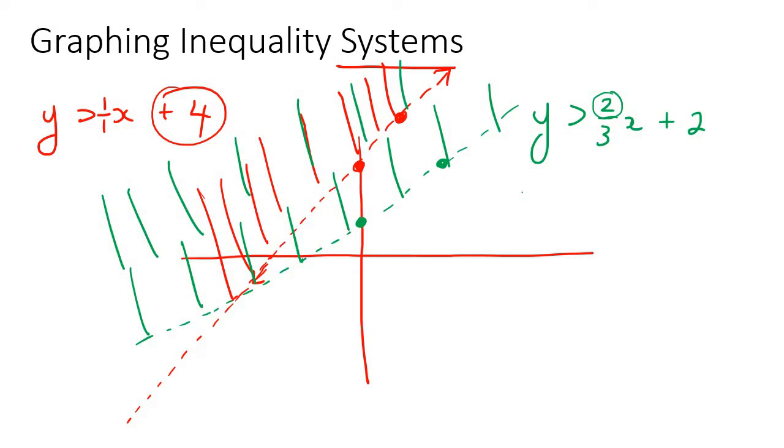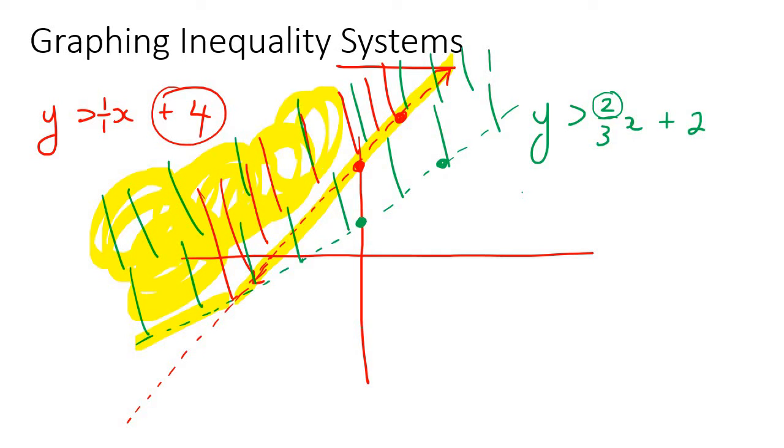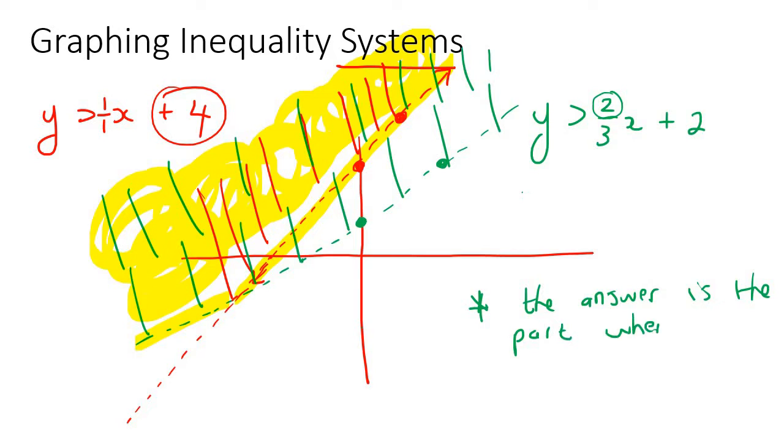Now the final answer would be the part where those areas that you've shaded overlap. So it would sort of be all of there, and then from there. So everything over here is where they overlap. Okay, that is the answer. It's the part where the shades overlap. So let's make a little note. The answer is the part where the shadings overlap.